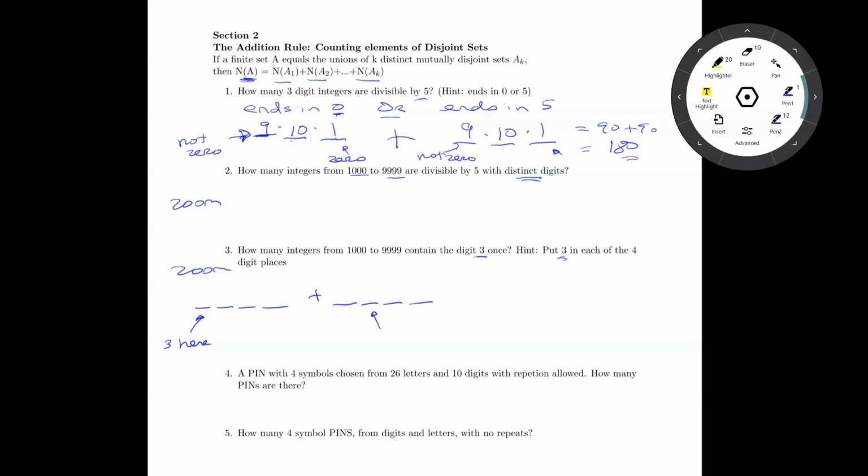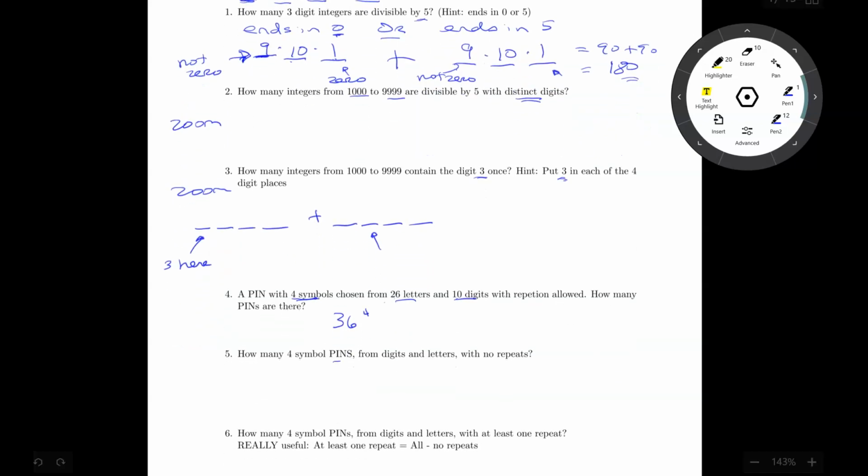Okay, so if I have a pen with 4 symbols and I could choose between letters and digits, that's going to be 36 to the 4th, right? So 36 choices for each of the 4. So how many pens can I have with no repeats? 36 for the first, 35 for the second, and then 34, and then 33, right? So this would be for the 4 different symbols that you're picking. So there's no repeats.